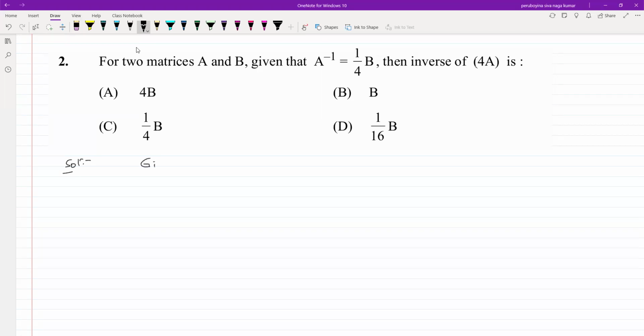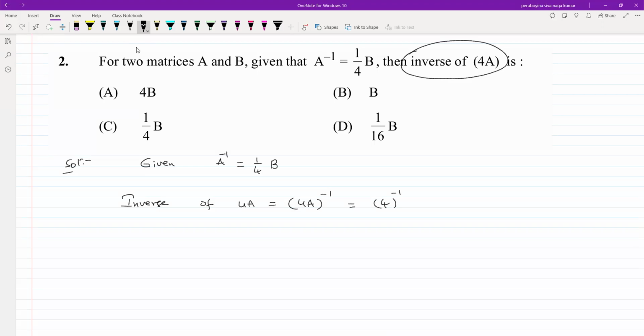So given A inverse equal to 1 by 4 into B, he is asking inverse of 4A. Inverse of 4A. That means you can write 4A inverse, that means 4 inverse and A inverse. 4 inverse means 1 by 4. A inverse, we have the result 1 by 4 into B. So 1 by 4 fours are 16 into B. Option D is correct.